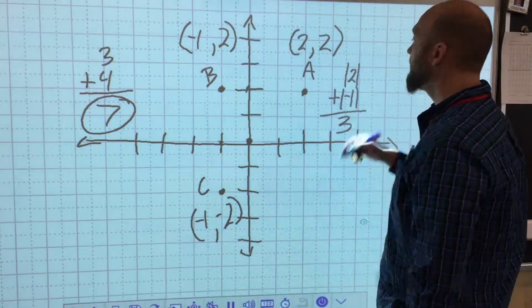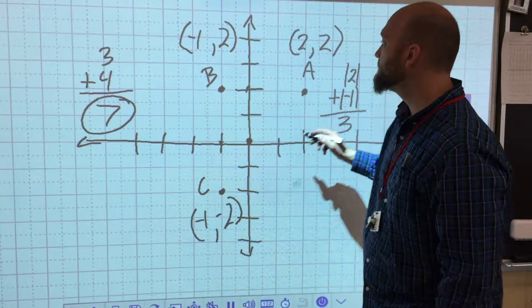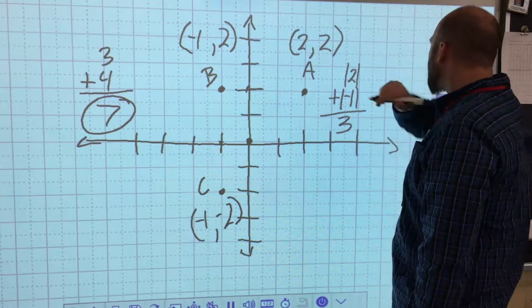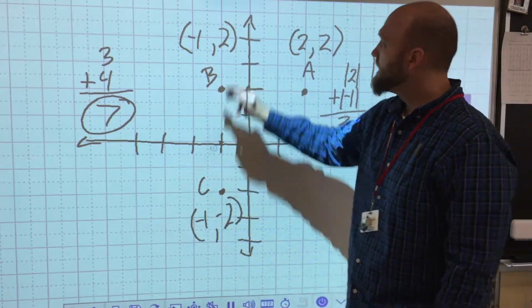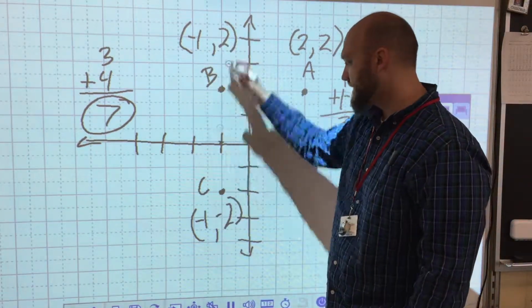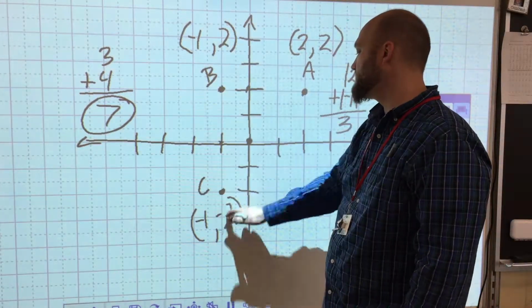From there, I'm going to have the absolute value, excuse me, of positive 2, where this is, because they're both at negative 1. So I already know they're on this line. Positive 2 to negative 2.